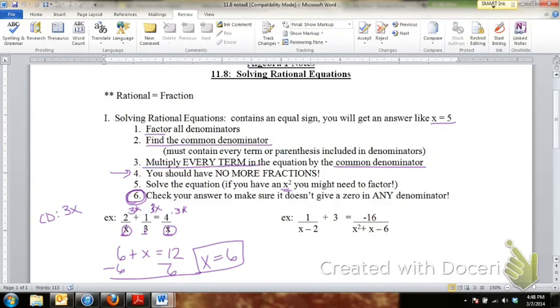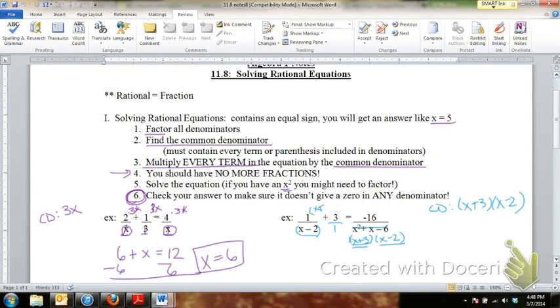Now let's take a look at the next one. A little more involved. First thing I'm going to do is turn that 3 into a fraction, make it 3 over 1. Now x minus 2 I can't factor, but I can factor over here. I can get x plus 3 and x minus 2. So now I can see that they've both got an x minus 2, but I also need an x plus 3. So my common denominator is going to be x plus 3, x minus 2.